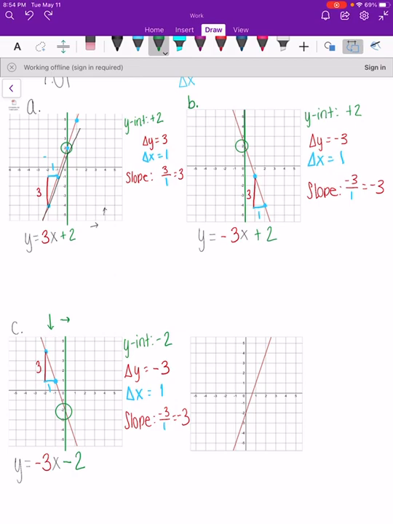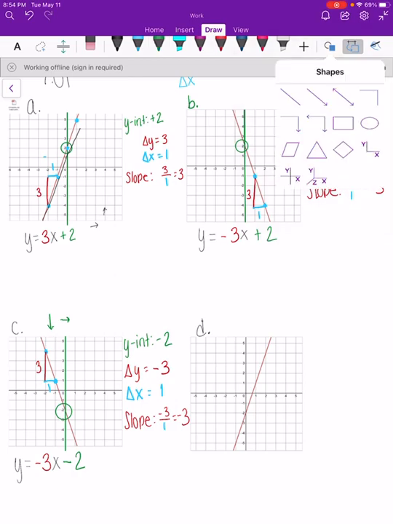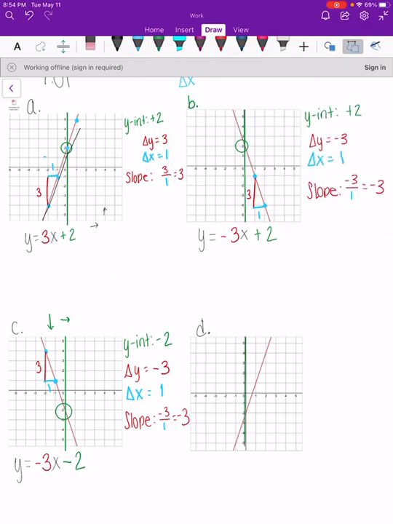And let's do letter D over here. Again, I'm going to do my y-intercept first. Where does it cross this y-axis? Again, it's at -2. And now let's do the slope. Pick 2 points. I'm going to pick this one and this one. But there's also these points here.